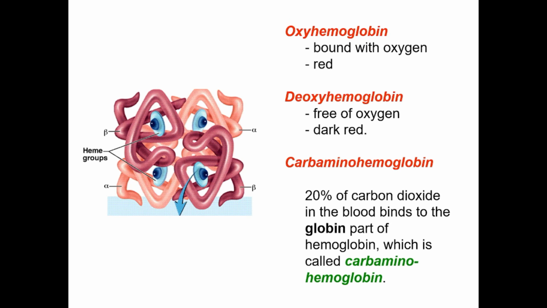Then when hemoglobin binds with oxygen, it forms a complex called oxyhemoglobin, and it becomes red in color. But when it gets deoxygenated, it becomes dark red in color. And carbaminohemoglobin, which is a complex of carbon dioxide and hemoglobin, is also formed during the respiratory transportation of gases within our blood.